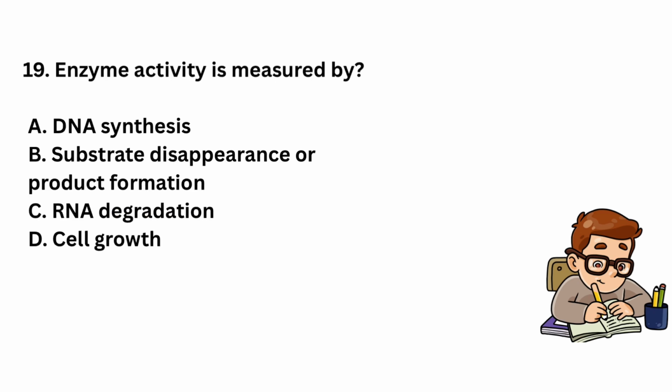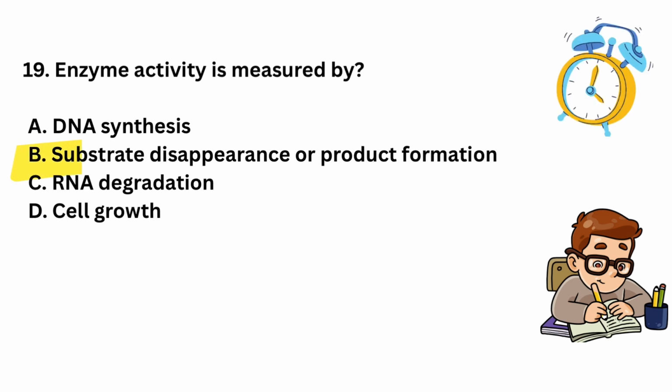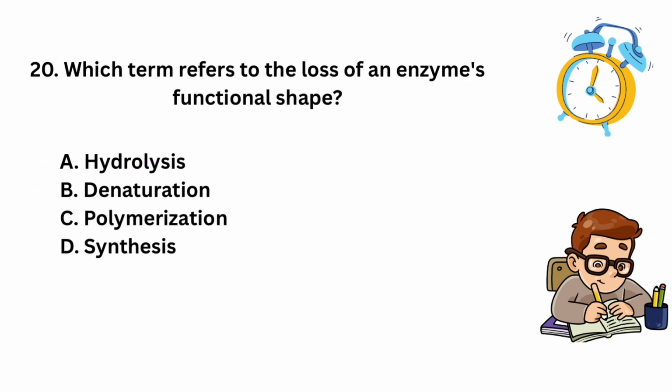Enzyme activity is measured by. The answer is substrate disappearance or product formation. Question number 20 says, which term refers to the loss of an enzyme's functional shape? And the answer is B, denaturation.